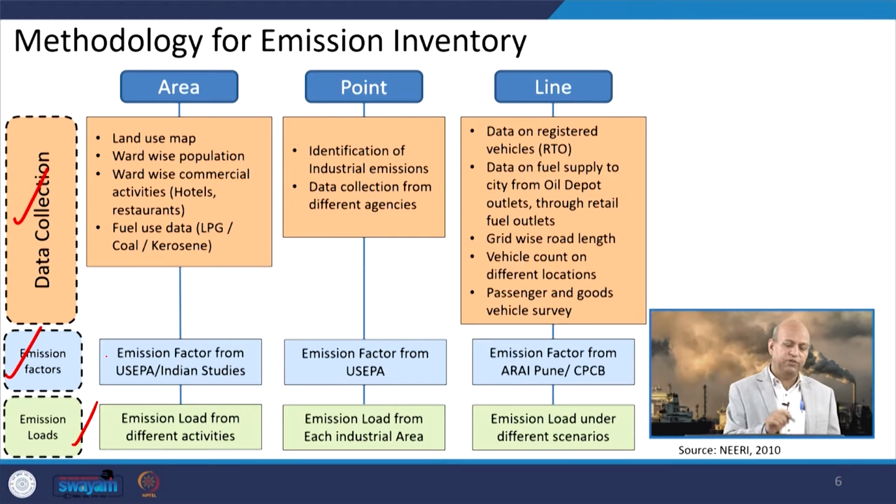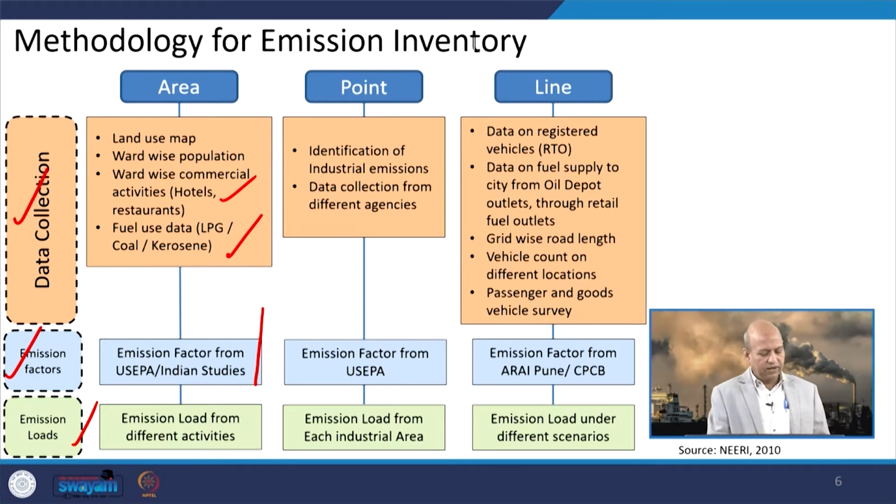For example, for area source, first of all we must know the land use map, what kind of land use is there in that area, what are the activities of domestic nature, commercial nature etc. Then hotels, restaurants or fuel use data, how much LPG or coal, kerosene are being burnt, all those things. Then emission factors are to be taken from Indian studies first of all, and otherwise like US EPA. In this particular study they have taken the emission factors from Indian studies, and wherever those emission factors were not available, they have banked upon the United States Environmental Protection Agency's emission factors. So, that thing is common in all these.